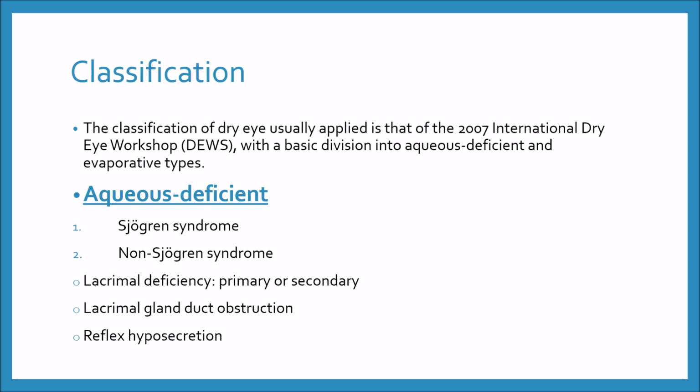Then there is lacrimal gland duct obstruction, for example, in cases of trachoma, cicatricial pemphigoid, chemical injury, Stevens-Johnson syndrome, reflex hyposecretive sensory, for example, contact lens wear, diabetes, refractive surgery, neurotrophic keratitis, or motor block, for example, seventh cranial nerve damage and systemic drugs.